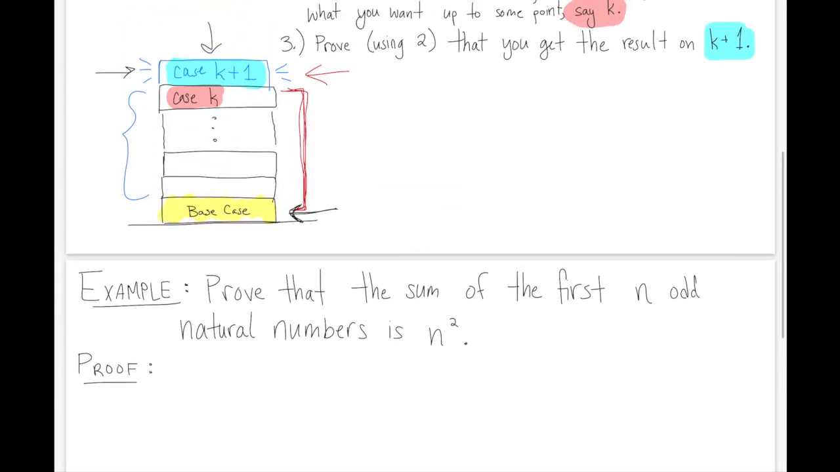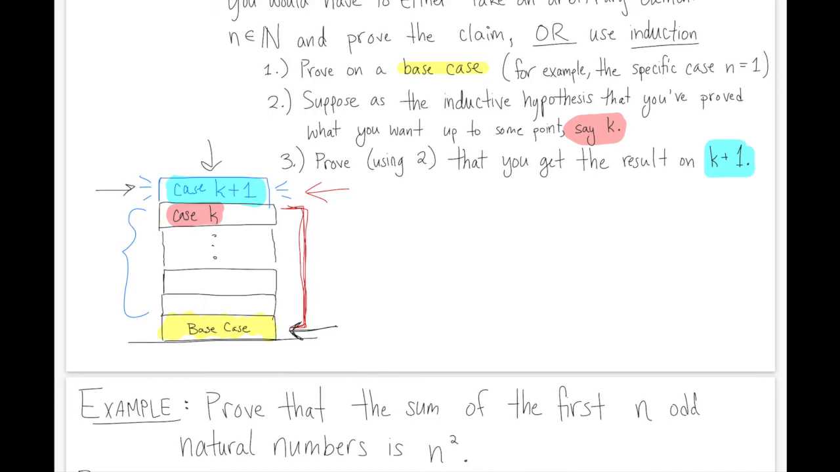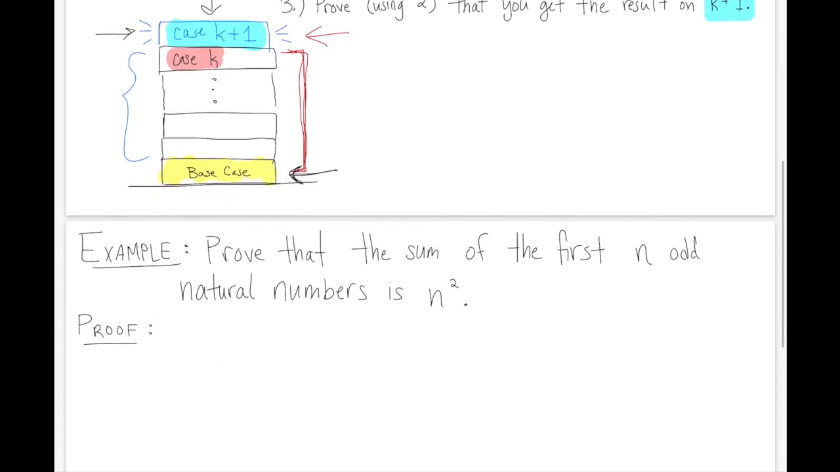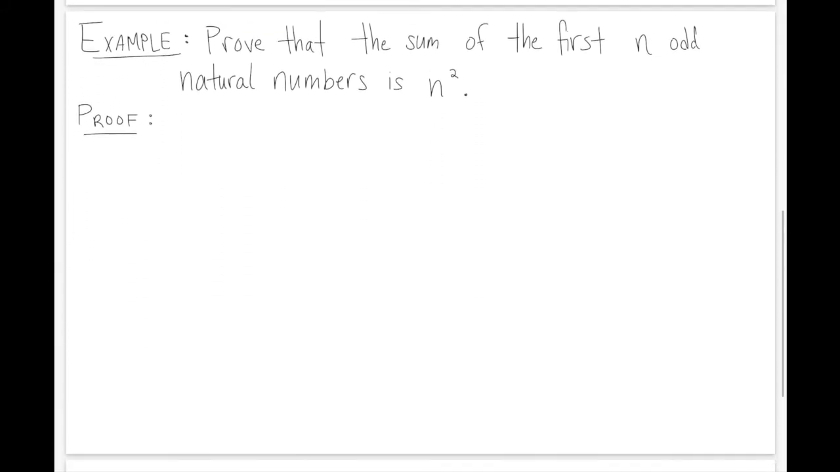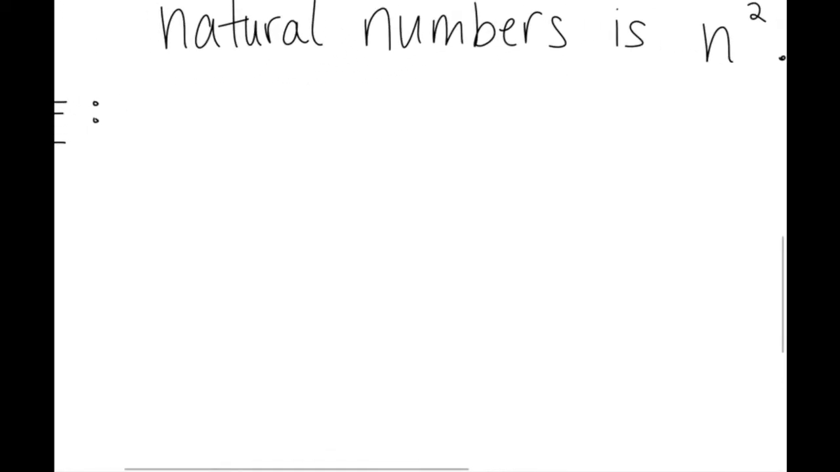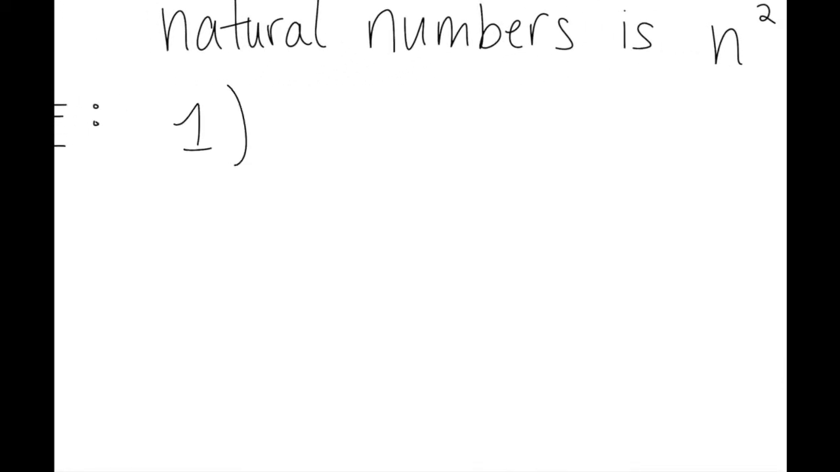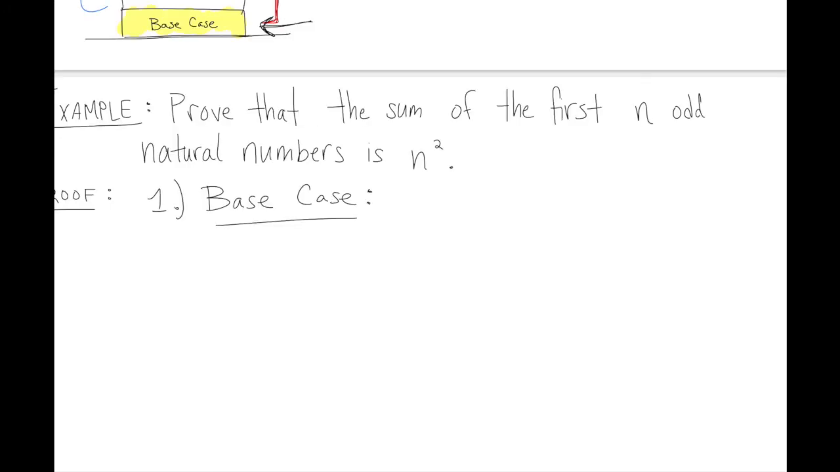In our inductive proof, we have to do these 3 steps. We first have to provide a base case. And our base case is going to be the thing that everything else rests on. So it should be kind of the first possible case. And because we're talking about odd natural numbers, that base case here is going to be the case when n equals 1. So here's our first step, the base case. And so that's going to be n equals 1.